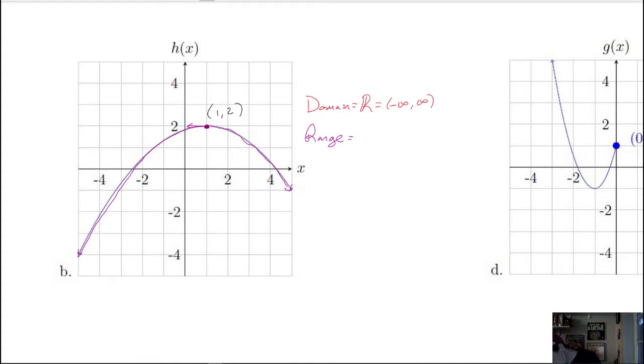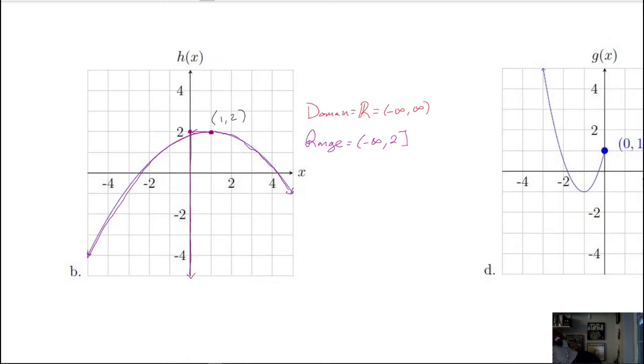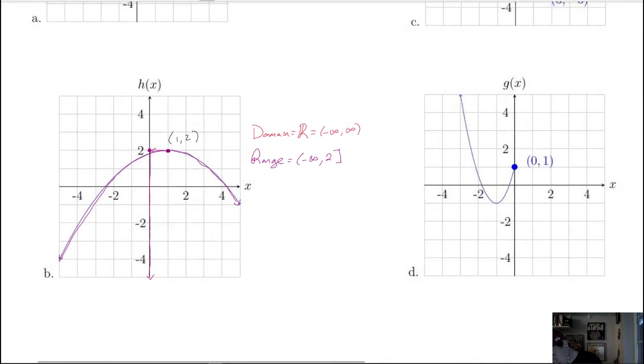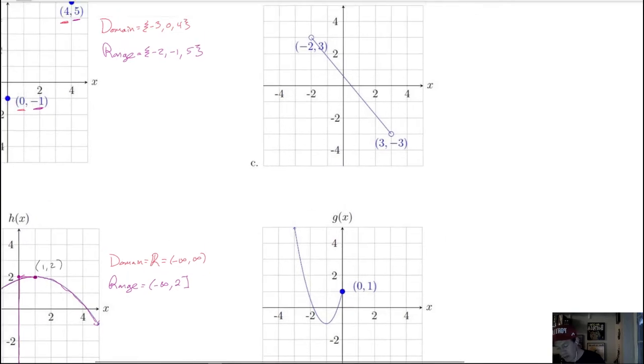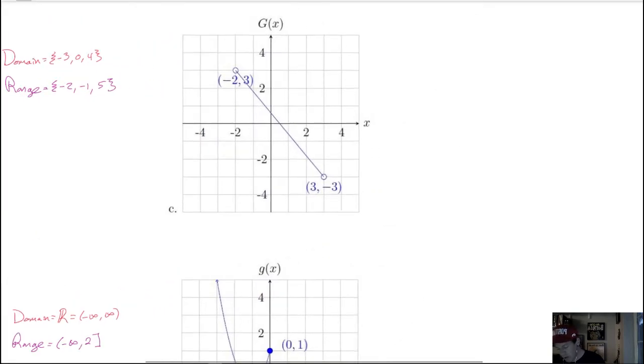If I took this and smashed it onto the y-axis, I would see that the highest y value I get is 2. And everything else just keeps going down without skipping anything. So that means the range is -infinity up to 2, including 2, without skipping anything else. All right, that's it for part B. That's all we're doing. There's not really any work to show. Let's go to part C.